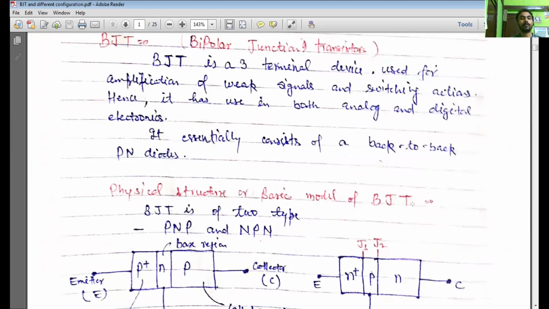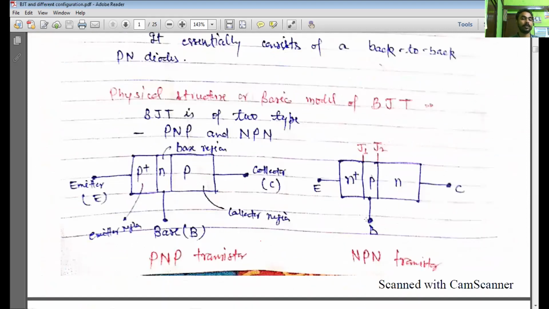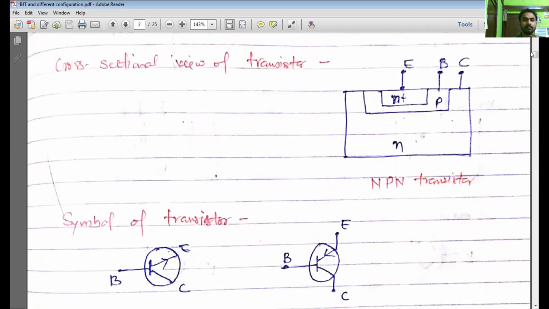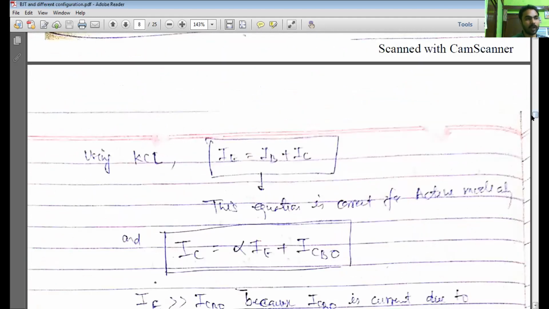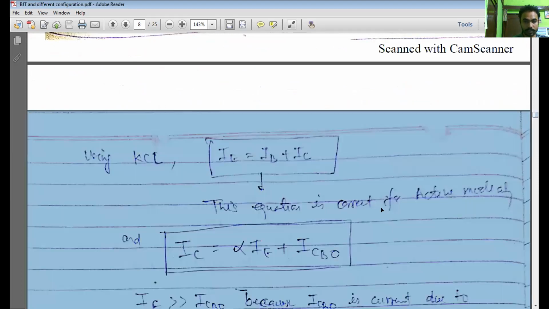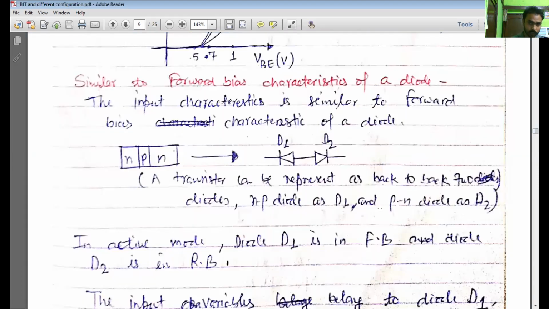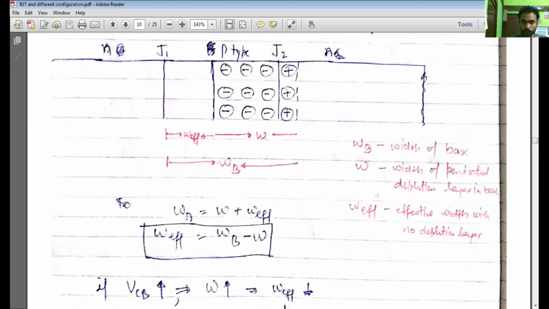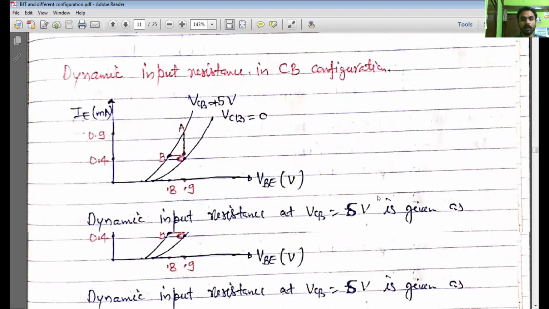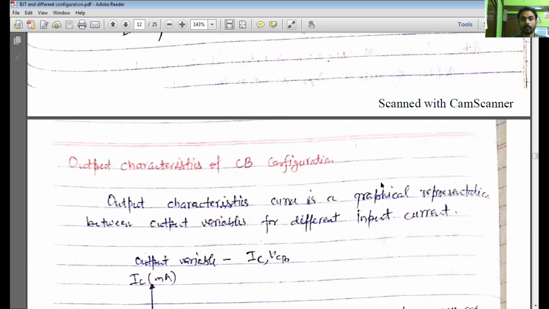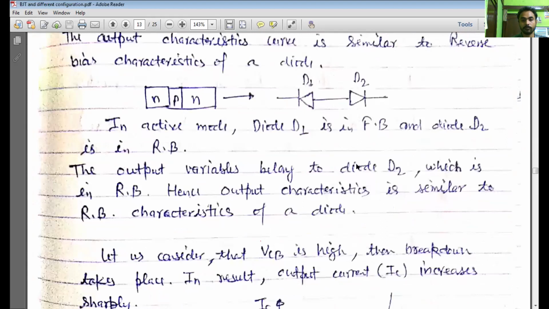See that since base is common, earlier the emitter-base I called J1 and the collector-base I called J2. Here it is changed. I have changed it purposefully so that you can't just recall; you have to understand what is the meaning when it is forward and what is the meaning when it is reverse. You can't carry over the earlier one. Okay, so we'll come to this portion again.